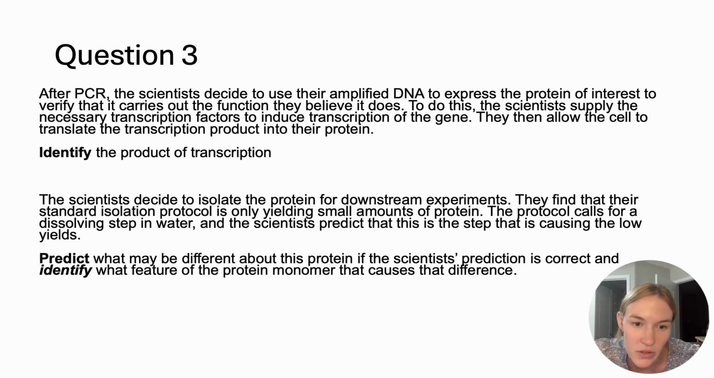They find that their standard isolation protocol is only yielding small amounts of protein. The protocol calls for a dissolving step in water, and the scientists predict that this is the step that is causing the low yields. So the question asked: predict what may be different about this protein if the scientist's prediction is correct. So remember, the scientist's prediction is that the dissolving step is the step that is causing low yields. And identify what feature of the protein monomer causes that difference.